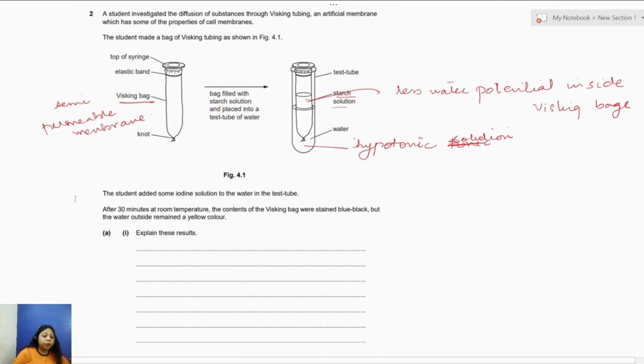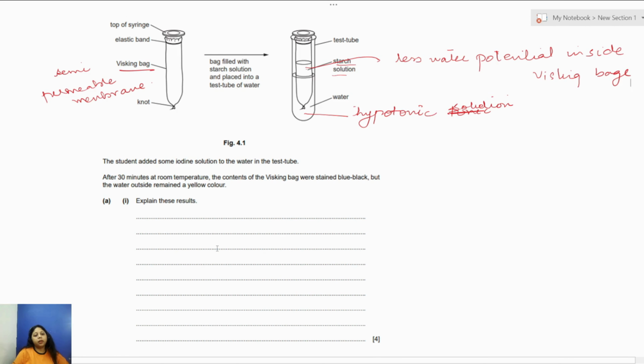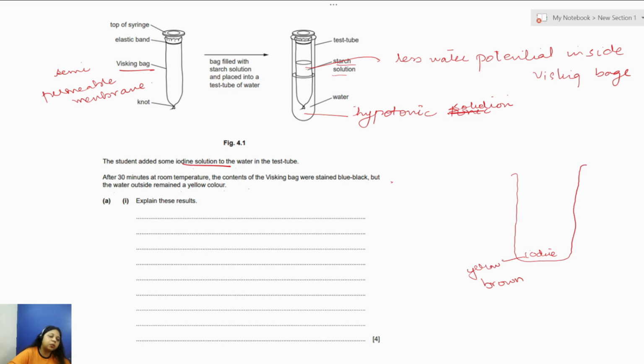Now we have to tell for 4 marks. After 30 minutes at room temperature, the content of the Visking bag was stained blue-black because we have used iodine, but the water outside remained yellow. Let's just figure out what they have told. The student added some iodine solution. Iodine is actually yellow-brown in color, right? Have you seen Pyodine at home? It's the tincture of iodine, brown-yellow in color.